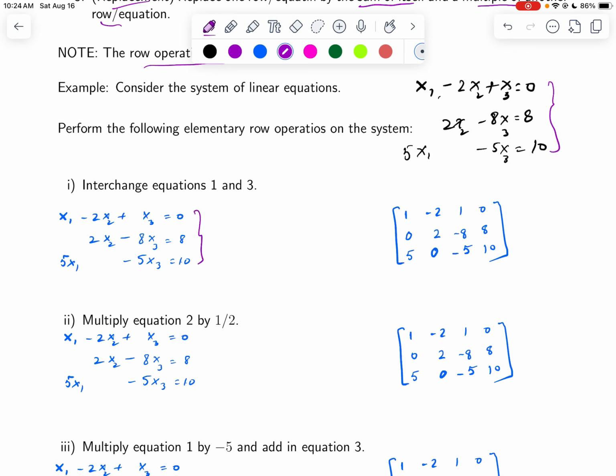So this is the original one. What will happen when we interchange equations 1 and 3? Equation 3 will come up in place of 1. Equation 2 will stay where it is. Nothing happened to equation 2. And then equation 1 will come at the bottom and take the place of the third equation.